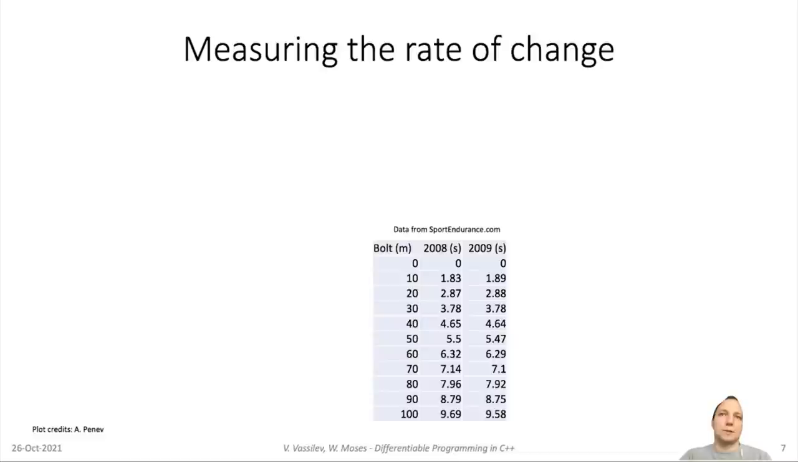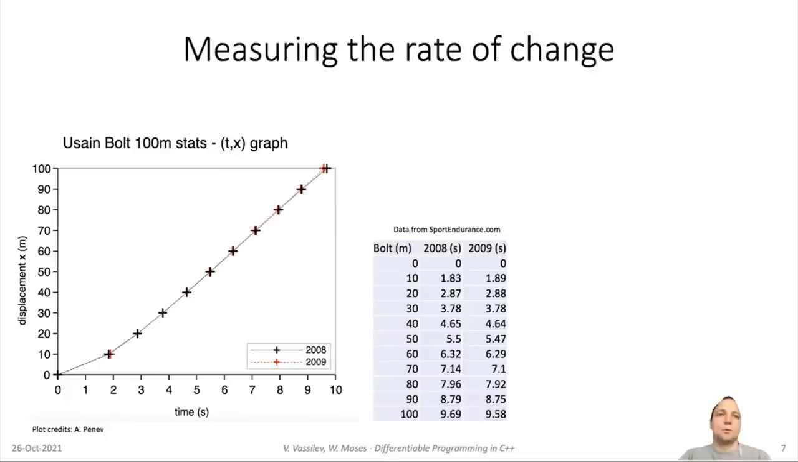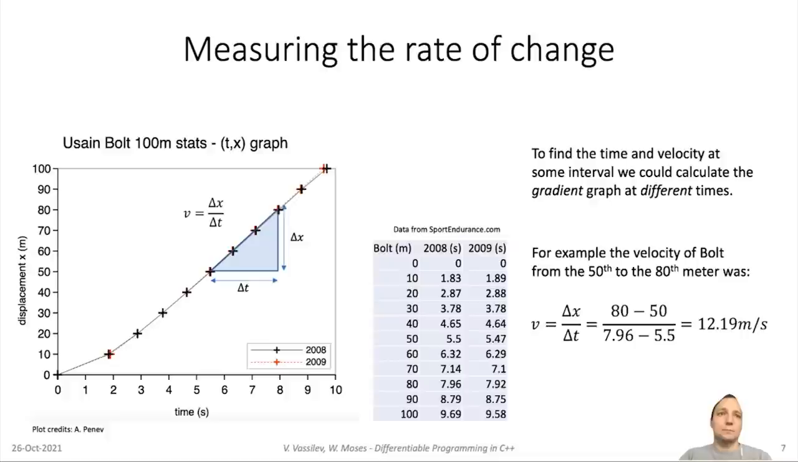We can use basic math to understand if he ran every 10 meters at the same speed. For example, we can find the velocity at some interval. We could also calculate and show the gradient graph at the time. We can see that Bolt ran with the same velocity between the 50th and the 80th meter. By subtracting 80 and 50 over 7.96 and 5.5, which is around 12.19 meters per second. This tells us about the rate of change between the 50th and the 80th meter, and it was zero.